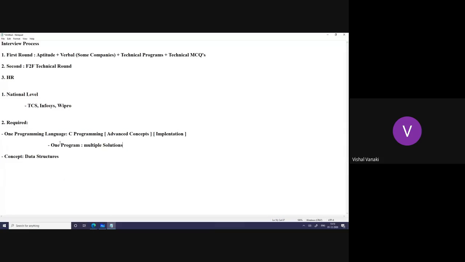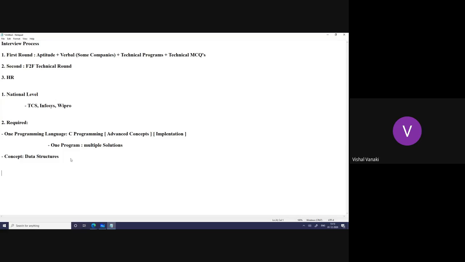Now, this is the basic idea about how the interview process will be. Sometimes they take one day or two days or two weeks, depending upon the company policies and what is convenient for them. Nobody is sure how many days it takes; it purely depends on the company.